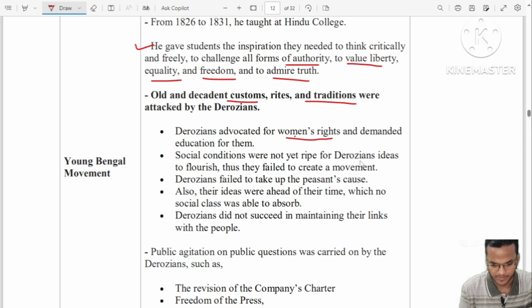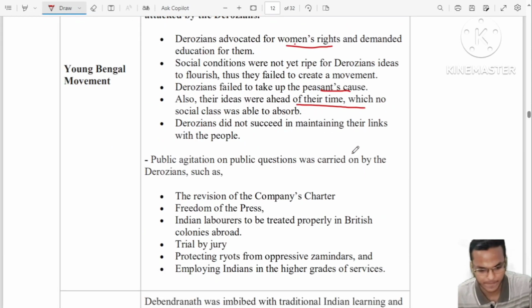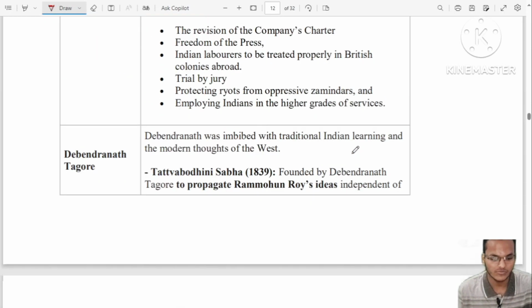But there was some failure, like they failed to take up the masses, and their ideas were ahead of their time, which has no social class. The people of that time were not able to understand what they were saying.